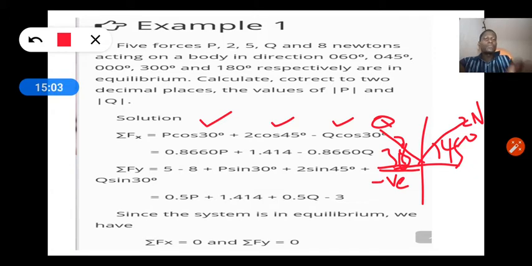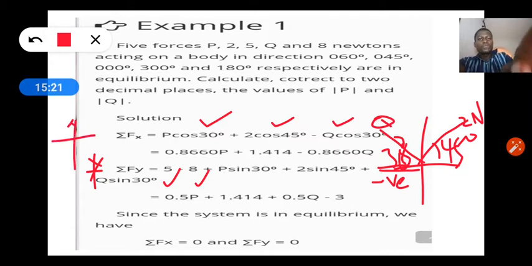Now if you look at summation f of y here, I told you I'm going to have 5 forces on my vertical axis. I already have 5 and 8. Remember your 5 is this way, that will be positive. My 8 is this way, that's why I have minus 8 in that equation. Then resolving my P, Q, and 2 to the vertical axis, I have P sine 30, I have 2 sine 45, and I have Q sine 45.